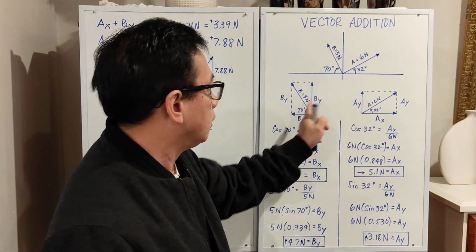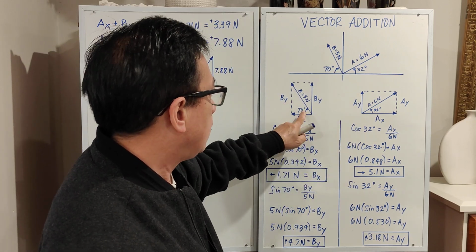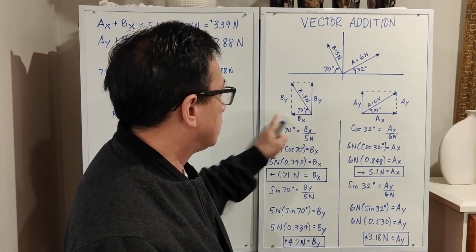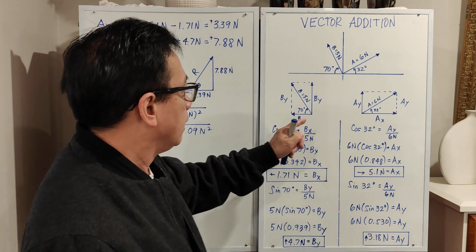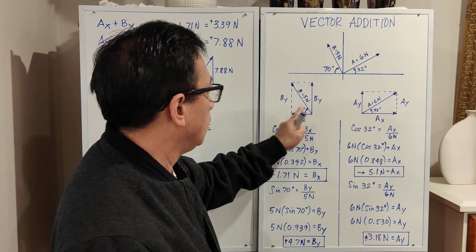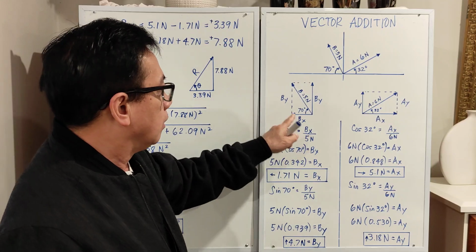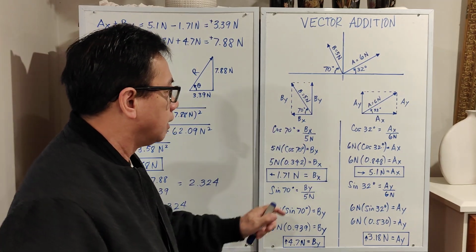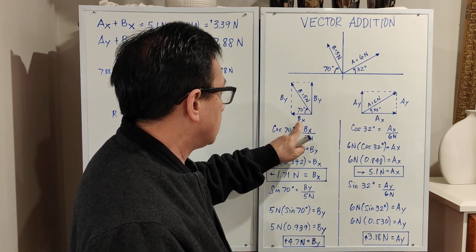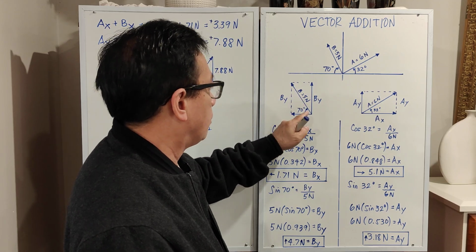So I've separated the two forces, the two vectors. So this is vector B. We need to get the vertical and the horizontal component. It's easier to move this to the left side, making it into a right triangle, and then using trigonometry, we can get By and Bx. If this is your angle, Bx is adjacent and B is the hypotenuse.